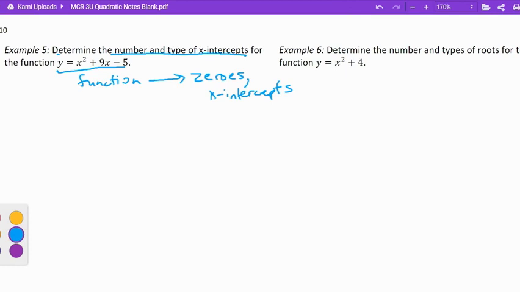Okay, so all we have to do to figure out the type of roots is take the discriminant. Isn't that wonderful? We don't have to do the rest of it.